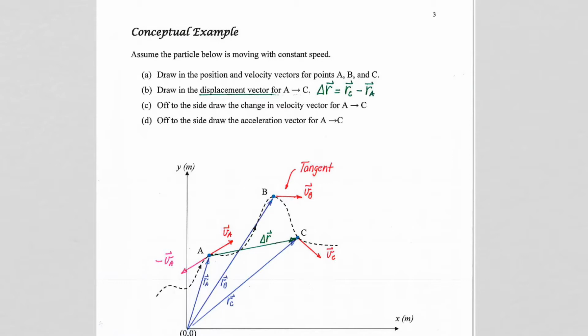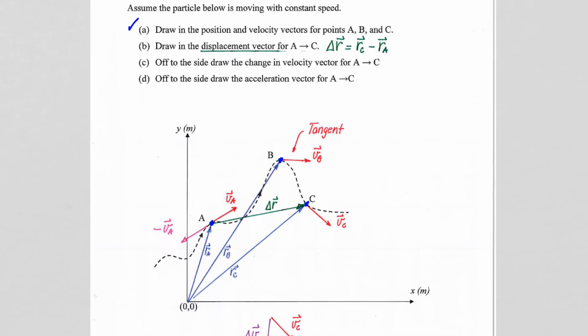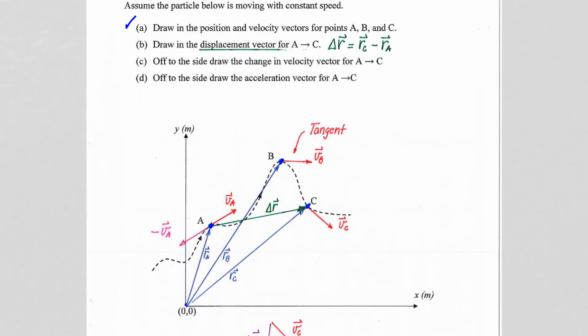In the first part, we are asked to draw in the position and velocity vectors at points A, B, and C. To remind you, the position vectors always start at 0, 0, even if the trajectory itself crosses the y-axis at some other point. Position vectors, RA is a vector. Vectors have arrows. Do not lose points because you are not putting arrows on your vectors. The position vectors are arrows from the origin 0, 0 to the point in space where the particle is.